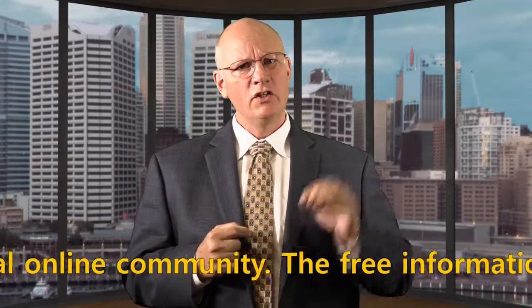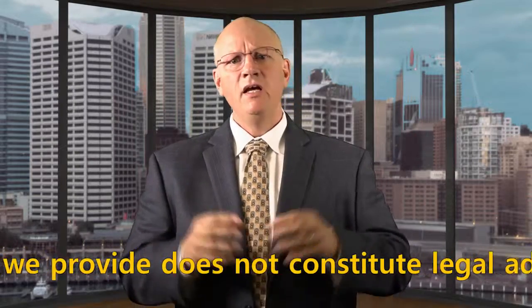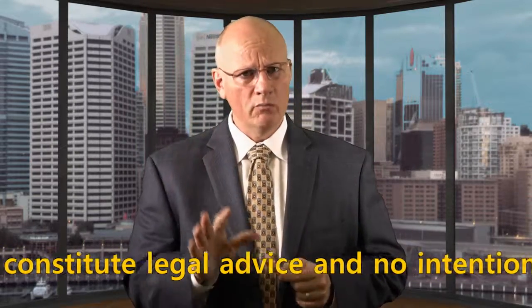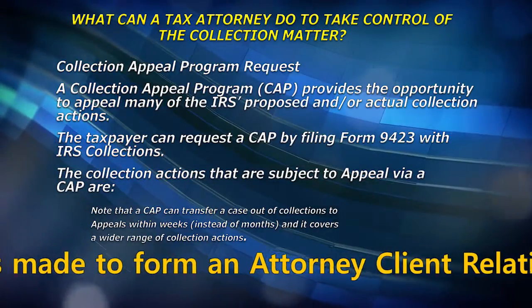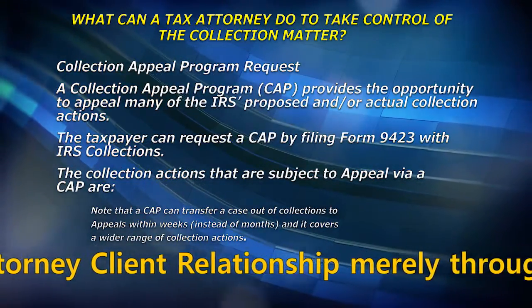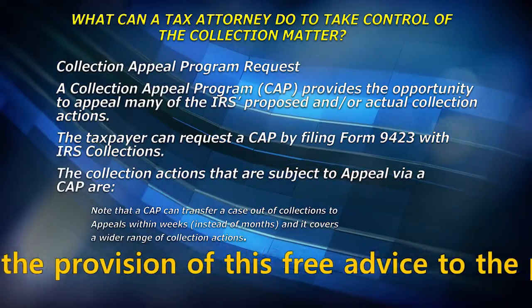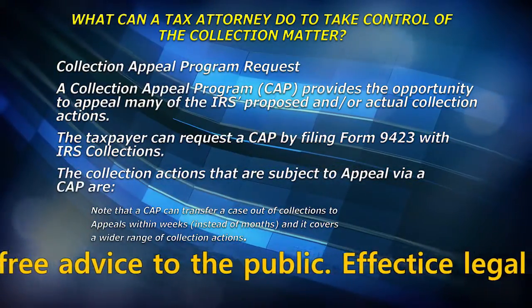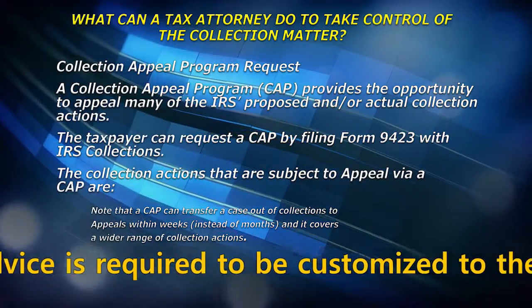The last action that an attorney can take to try and grab the high ground in a collection action is a collection appeal program request. I can use a collection appeal program request to appeal many of the collection actions desired to be taken by the IRS that you find unpalatable. The way you go about requesting a CAP appeal is by filing Form 9423.